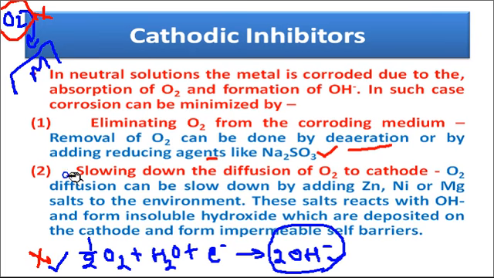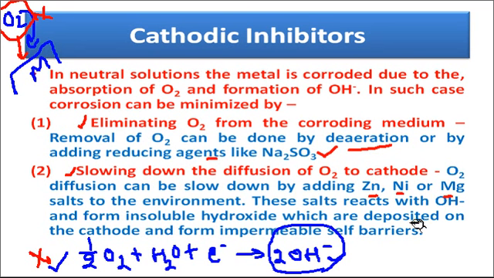Second, by slowing down the diffusion of oxygen to the cathode. This is the removal of the oxygen, and the second point is to slow down the diffusion. That means oxygen is there, but the diffusion of oxygen to the metal surface is slowed down. How can it be done? The oxygen diffusion can be slowed down by adding zinc, nickel or magnesium salts to the environment.